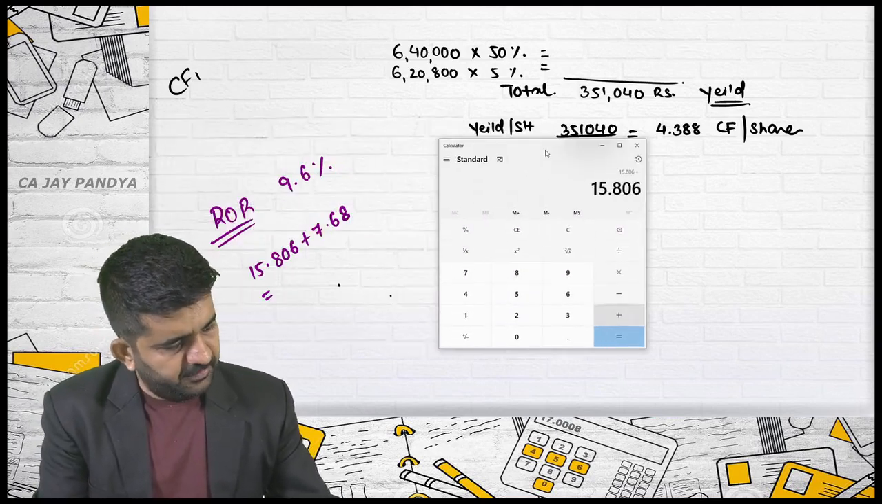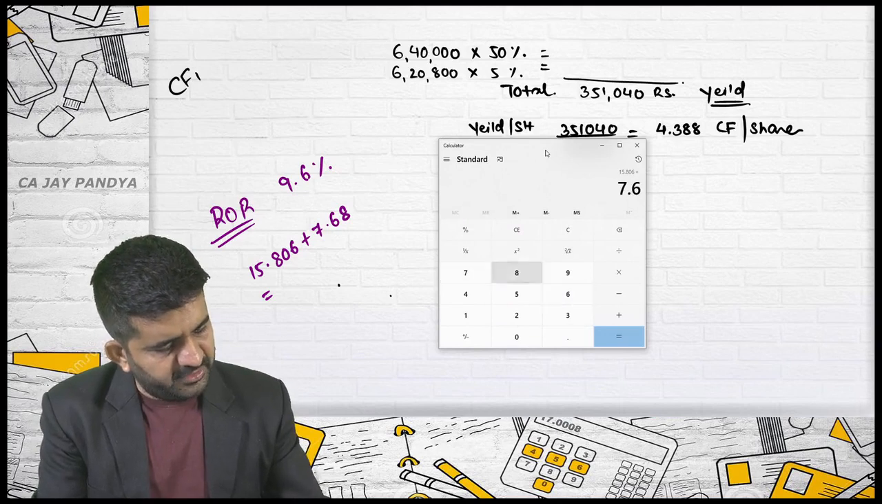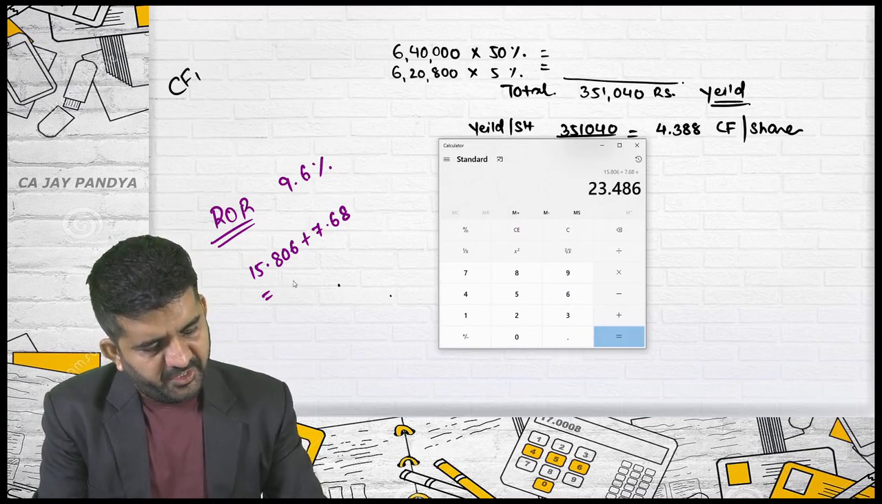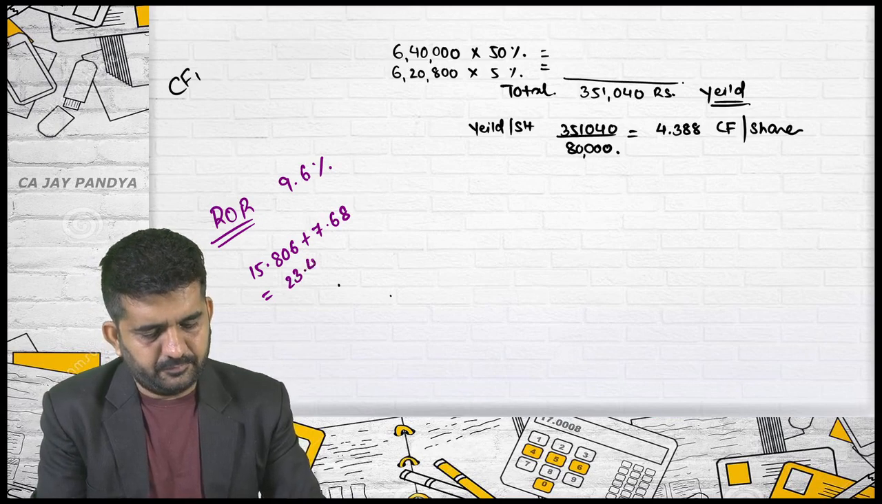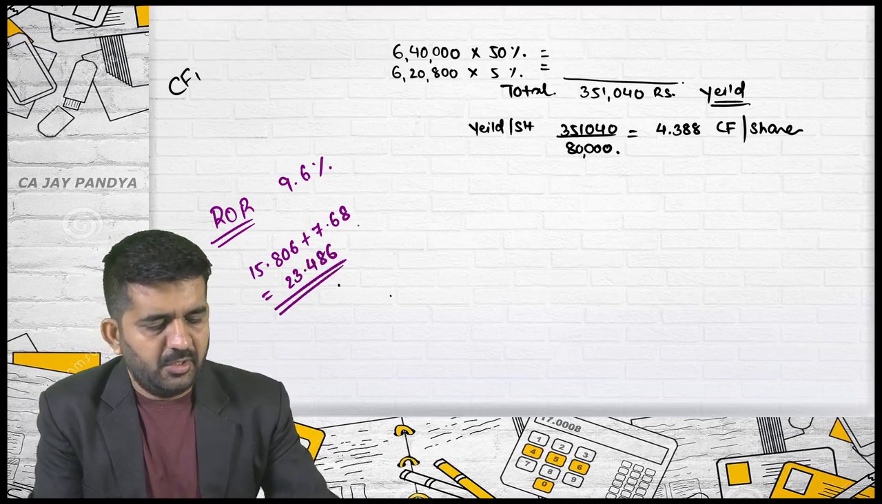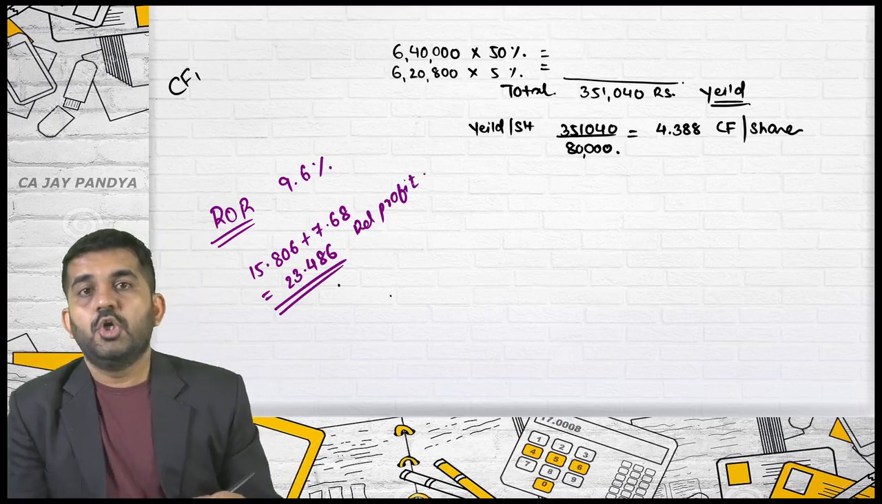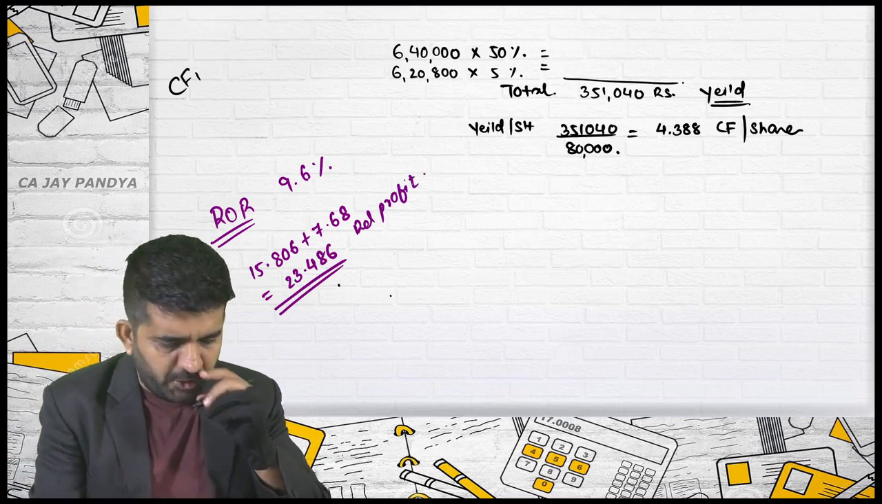$15.806 plus 7.60, it is 23.486. This is my relevant profit for this purpose. What should it cover?